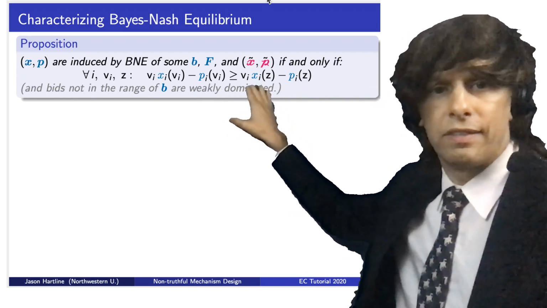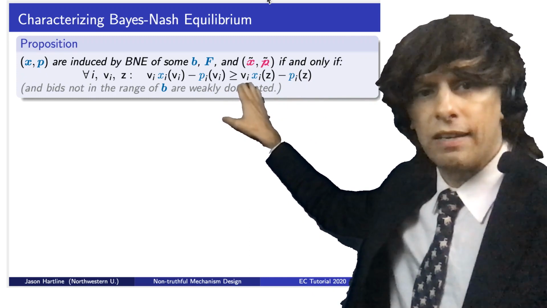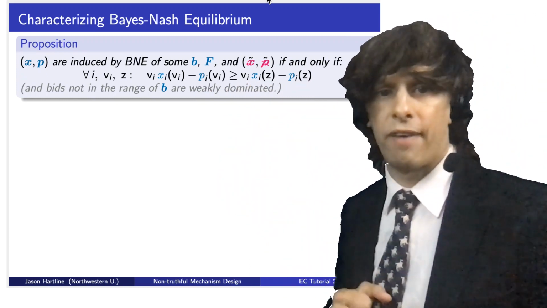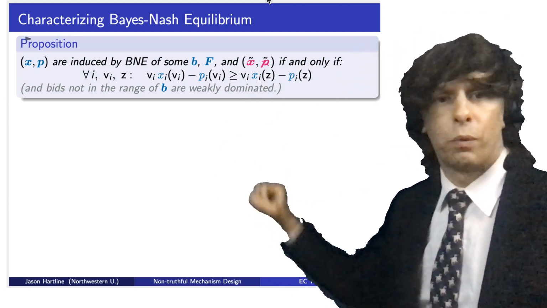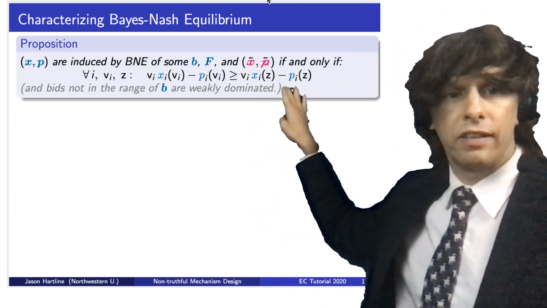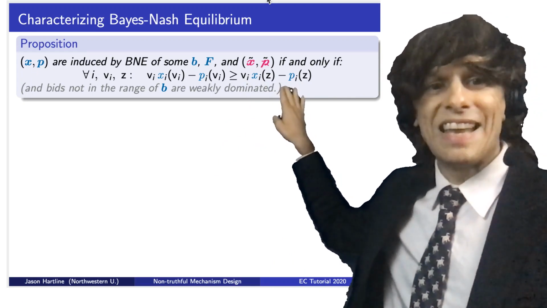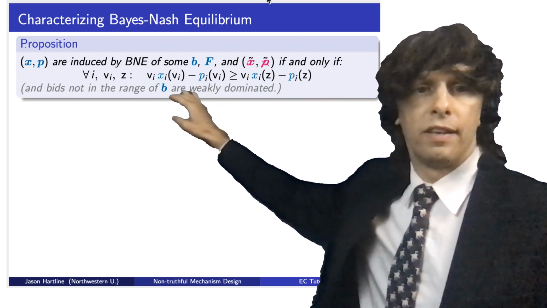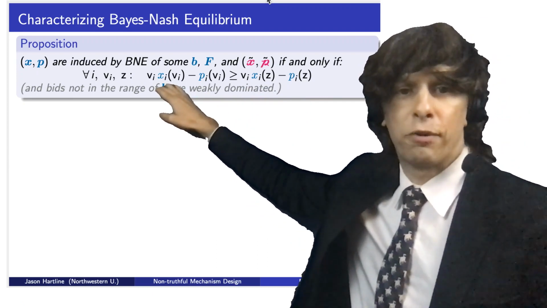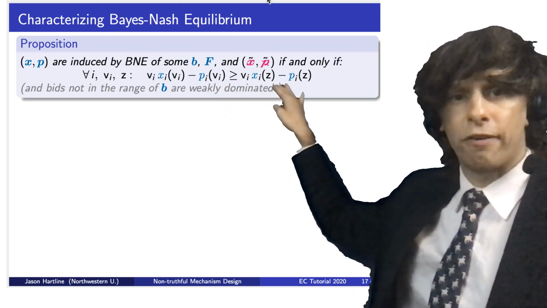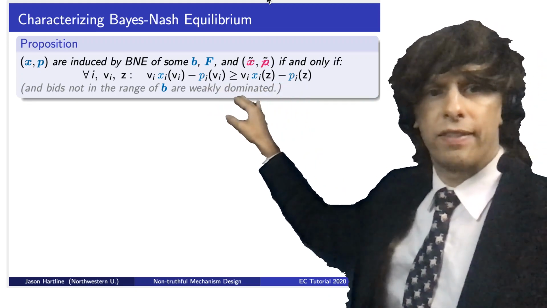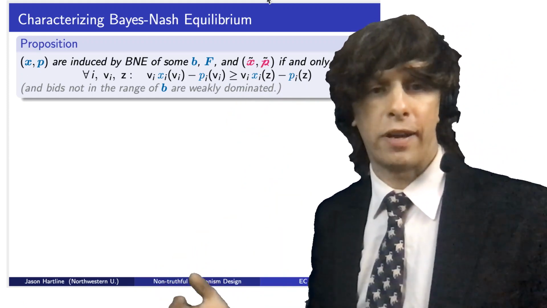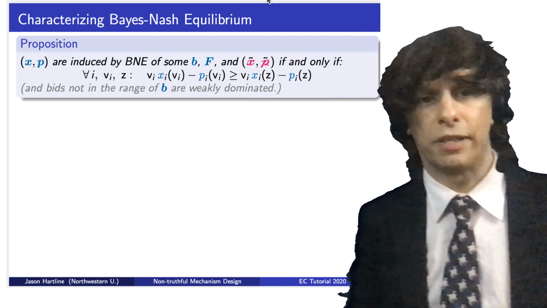Okay, so this is the utility they would get when their value is v, but they get the allocation and payment corresponding to what they would have gotten when they had value z. Okay, we're also going to require another condition, which is that bids not in the range of the strategy profile are weakly dominated. In other words, this inequality says a bidder doesn't prefer to bid according to another value in the strategy profile. And this last condition says that strategies that no one wants to bid according to the strategy profile are dominated by strategies bid in the strategy profile.